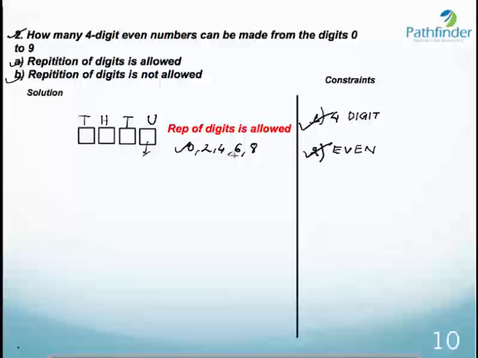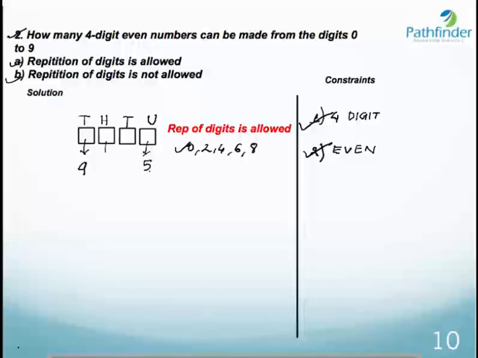So 0, 2, 4, 6 and 8. So we have 5 choices in which we can fill the units place. Now, how many choices are there for the thousandth place? At the thousandth place, repetition of digits is allowed. So we have all the 10 digits available, but we cannot fill the digit 0 here. And therefore, the number of choices will be 9.